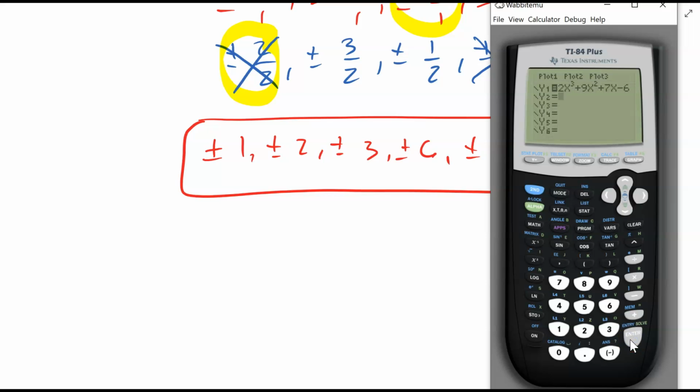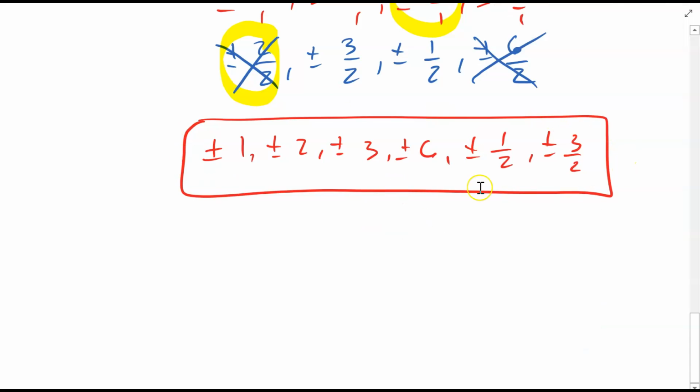Okay, so I'm just going to go to the y equals menu on my calculator and type in the polynomial exactly as it's written. Before I hit graph, though, I'm going to set my window. My first window set that I'm going to make is going to, the x min is going to be the smallest number from this list, and the x max is going to be the largest number from this list.